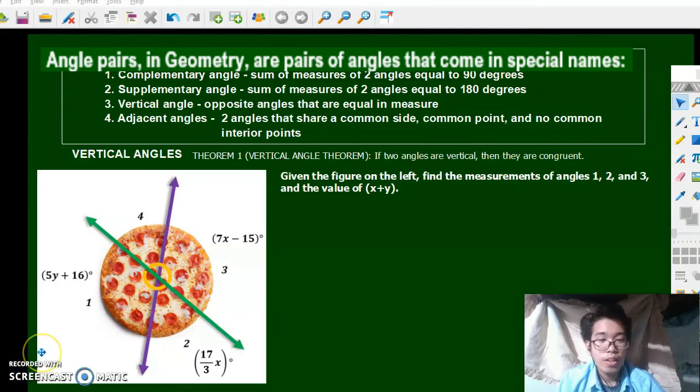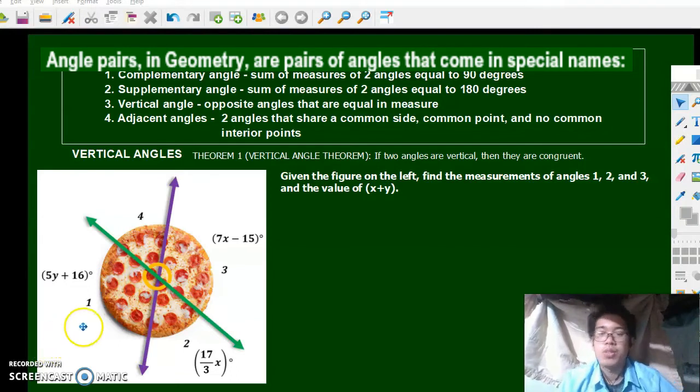Given our knowledge about vertical angles, we know that if two angles are vertical, they are congruent. Given the figure on the left, we want to find the measurements of angles 1, 2, and 3, and the value of x plus y. We're going to take this problem step by step because it's a bit difficult, especially finding the value of x plus y. But don't worry, we're going to make the solution easier for you. So let's get to it.